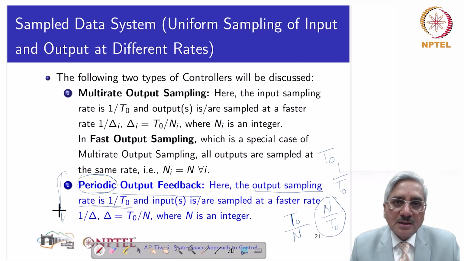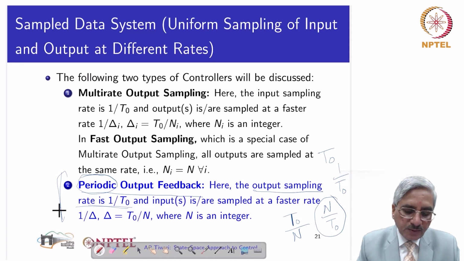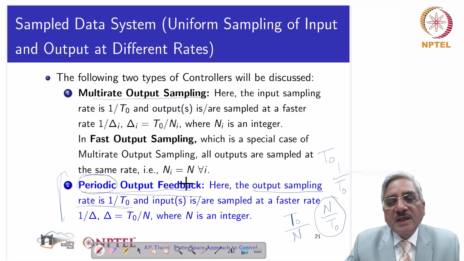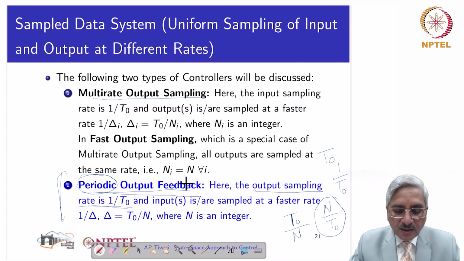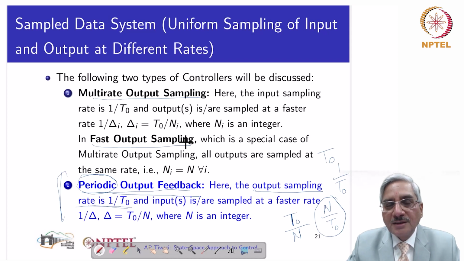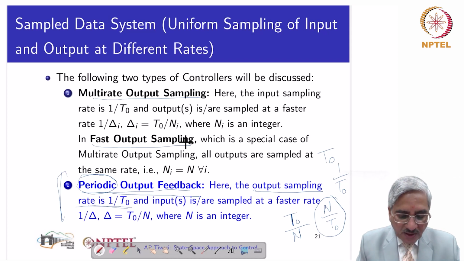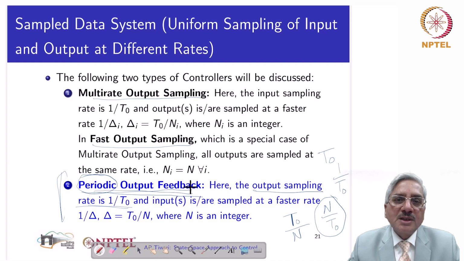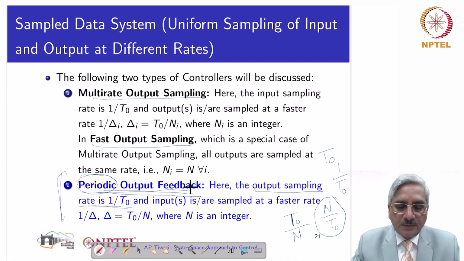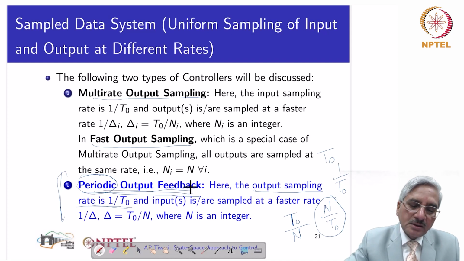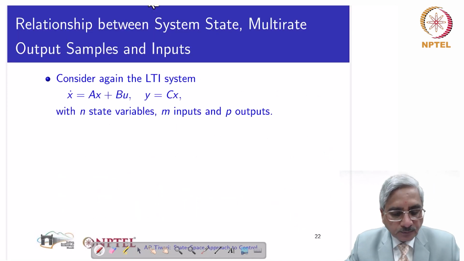As far as today's lesson is concerned, the difference between the multi-rate output sampling and periodic output feedback is the sampling rates. In the multi-rate output sampling and fast output sampling, the outputs are sampled faster than the inputs, and in the periodic output feedback, inputs are sampled faster than the outputs. This is the distinguishing characteristic in this class of systems.